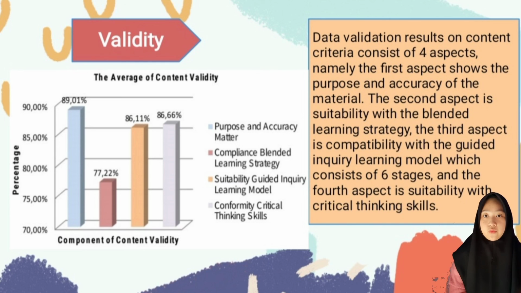Namely, the first aspect shows the purpose and inquiry of the material. The second aspect is suitability with the blended learning strategy. The third aspect is compatibility with the guided inquiry learning model, which consists of 6 stages. And the fourth aspect is suitability with critical thinking skill. Observation of student activities is used to find out whether students carry out the strategies according to the guided inquiry learning model. The teacher finds it easier in guiding learning with the inquiry stages because students build their own knowledge.